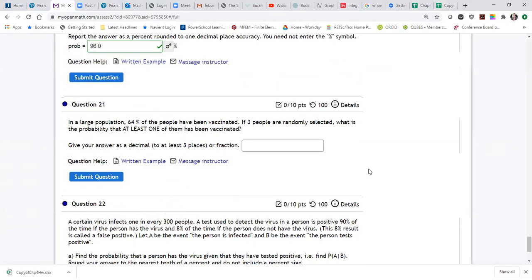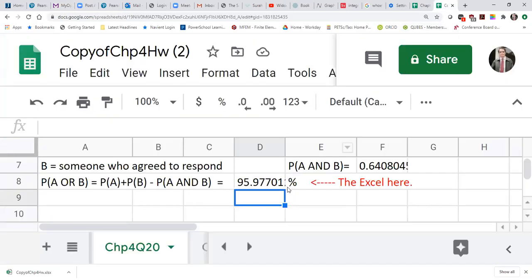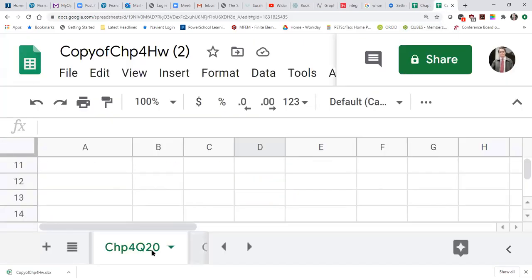Okay, for number 21, you can go to the Excel. 21 will be on the left, right? So that will be here.